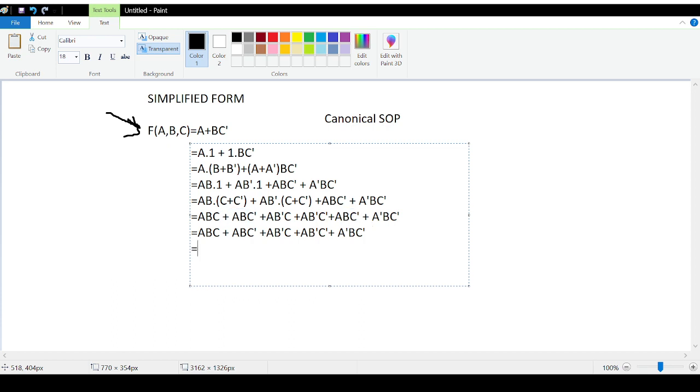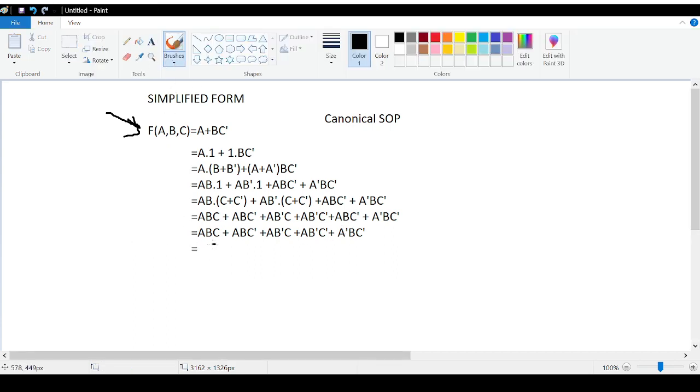Now I have written it, but this is still not my standard SOP form. Remember, in your standard SOP form, you do not have any variables, only the min terms. So you need to write it like this. This is going to be the sum of min terms. Now which min terms are these? Guys, which min terms are these? ABC is which min term? For ABC, it's 1, 1, 1, right? Because in min terms, if the variable is as it is, it's 1, right? So 1, 1, 1 is 7.